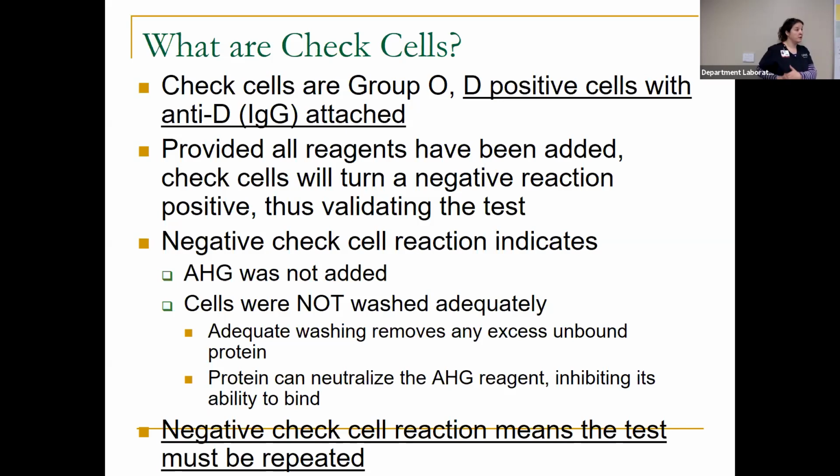And don't think, if you're doing a DAT and then your test goes positive after check cells, don't report that DAT as positive for your patient. Your check cells is just an internal control to let us know that the test was performed appropriately, washing was performed. There is no antibody or complement attached to patient cells, and that's why our AHG reagent did not agglutinate. Okay, does that make sense to everybody?